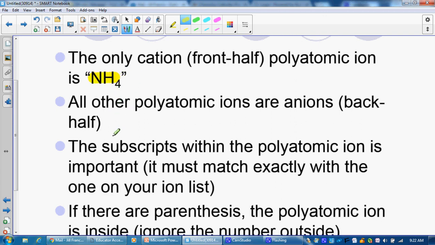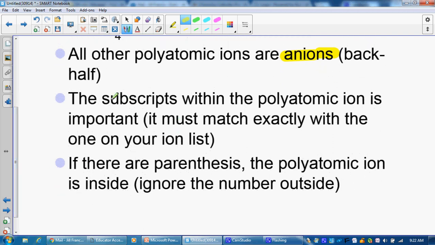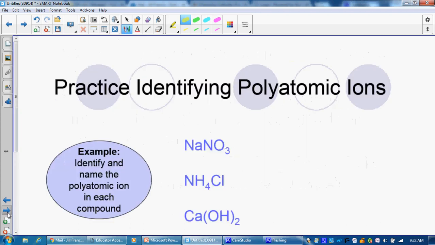Okay, the rest of your polyatomic ions are going to be anions, or they're going to be the second part of your compound. Okay, the subscripts, or the little numbers, are important. They have to stay the same. You cannot change them. If there are parentheses around it, that means you have more than one polyatomic ion to balance out your charge, but at this point you ignore that number. All you want to do is name that polyatomic ion.